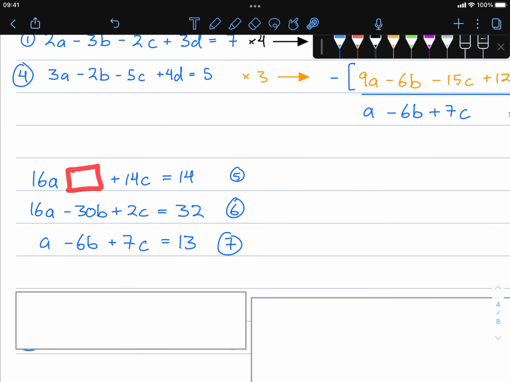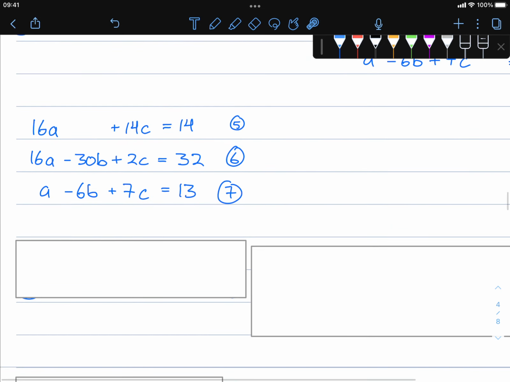Notice how I've written this with a space in between because b has been eliminated here. So now from this point, we repeat the method that we saw in the previous example. Since this has already been eliminated, we need to now take another pair of equations, like these two, and eliminate. Okay, so I'm actually going to pair 6 and 7 together.